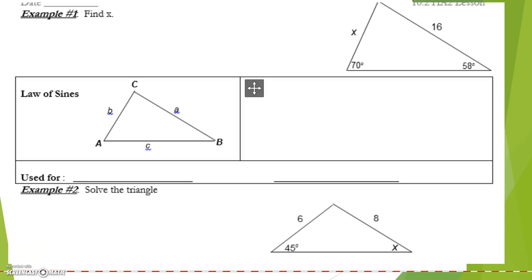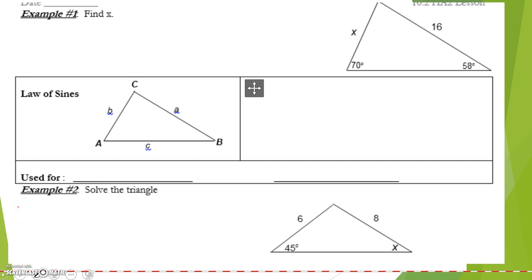So today we're going to be solving triangles that are not right triangles. Because they're not right triangles, that means we cannot use the Pythagorean theorem. You can, however, add up the angles to 180. That rule still applies. So if we're looking at the first example, we have two angles and one side, and it says to find x, so find that missing side. We also cannot use SOHCAHTOA.